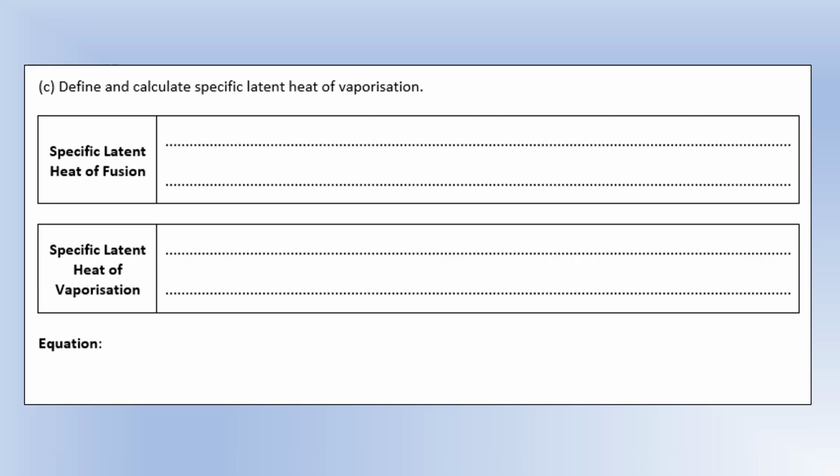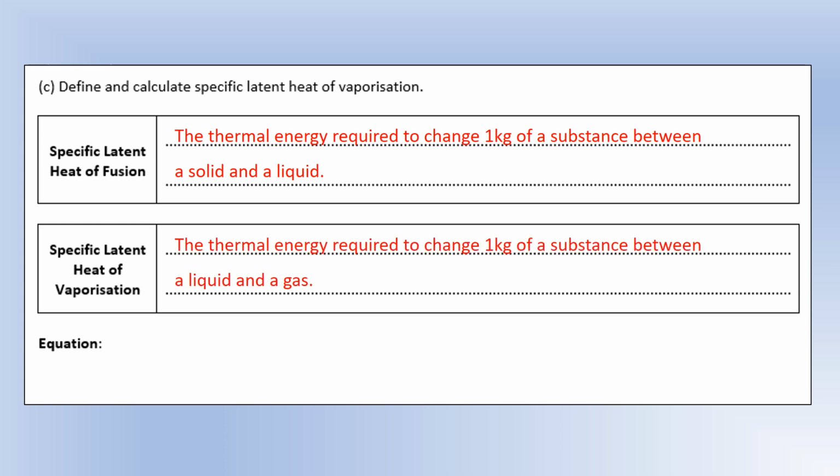Okay, so moving on to look at phase change. Specific latent heat of fusion is the property we use to deal with converting from a solid to a liquid, and it specifically is the thermal energy to change 1 kilogram between them. For vaporization, it's the same idea, the energy to change 1 kilogram, but this time between a liquid and a gas. And the equation looks something like this.